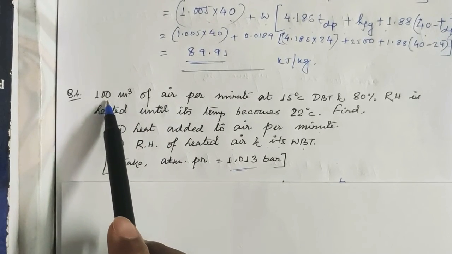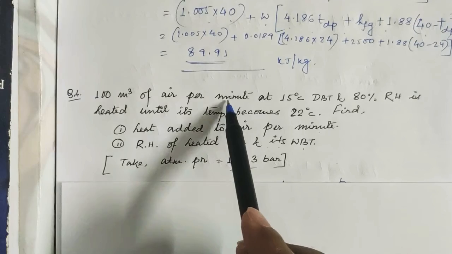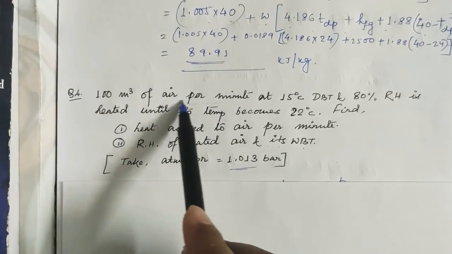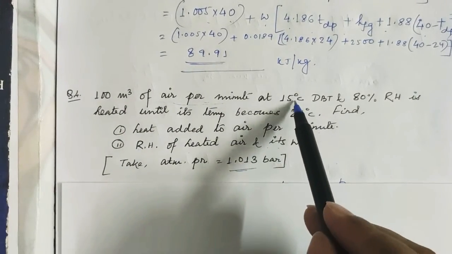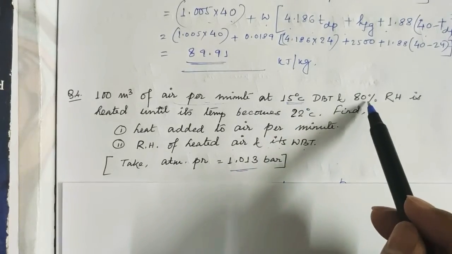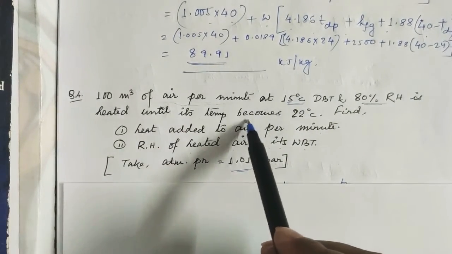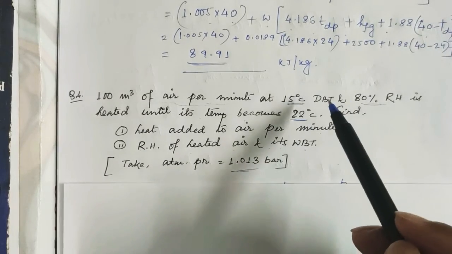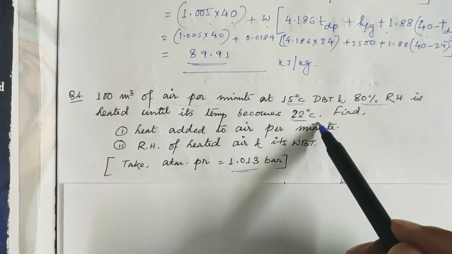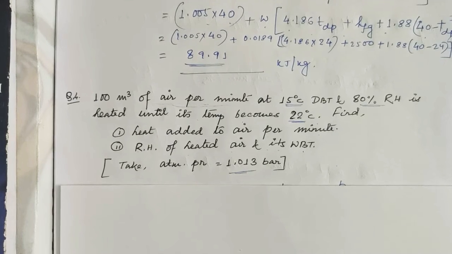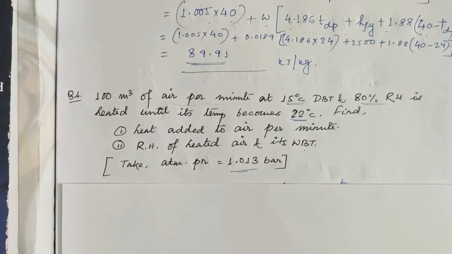See, if you look at the problem, 100 meter cube of air per minute, that is the volume flow rate of the air, is given. Initial condition is 15 degree dry bulb, 80% relative humidity. It is heated until its temperature becomes 22 degrees centigrade. Since there is an increase in dry bulb temperature, we can consider the process as sensible heating.